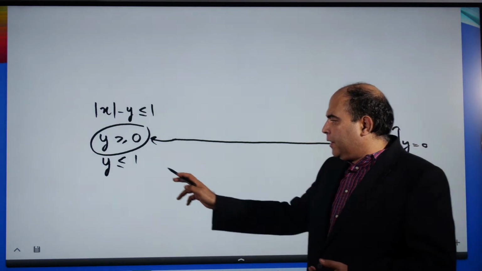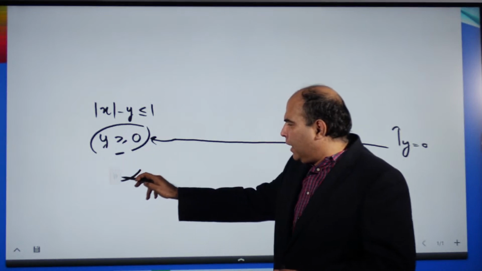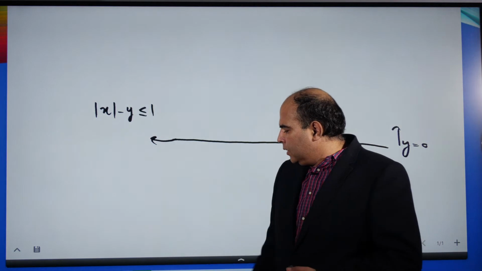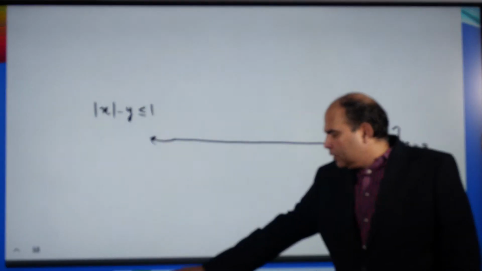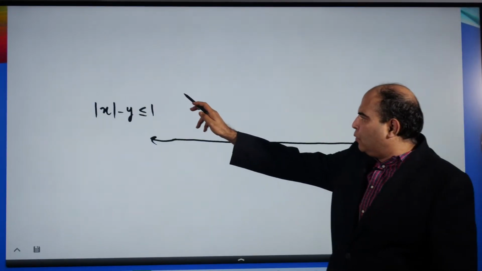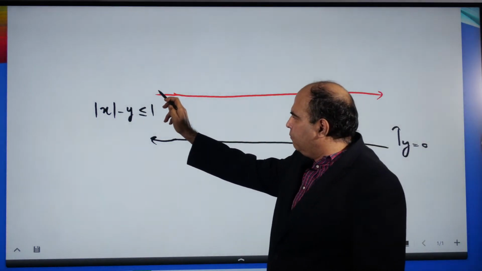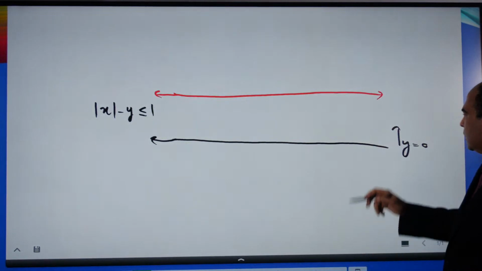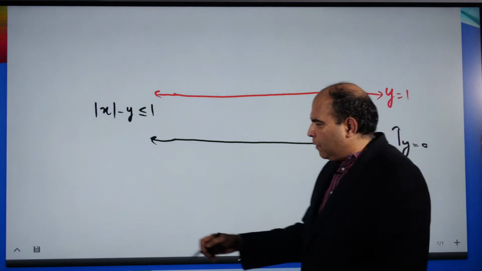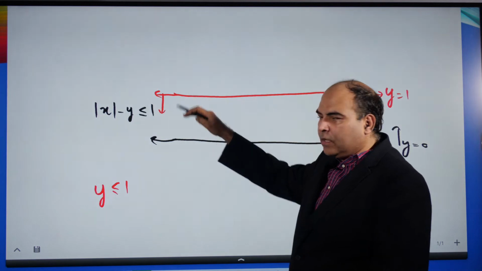The upper side here is defined by y less than equal to 1. The second inequality given to me is also pretty easy to understand: y equal to 1 is this line. I'm sorry about the waviness of my lines, but I hope you can understand this. So when y is less than equal to 1, we are talking about everything below this line.